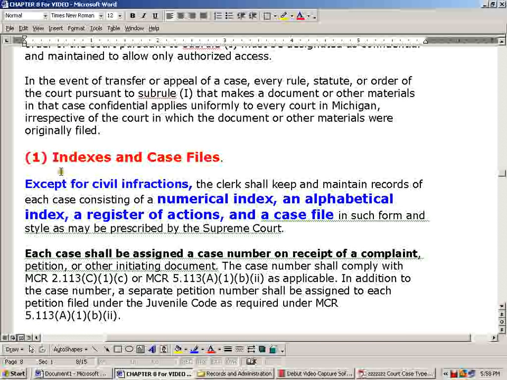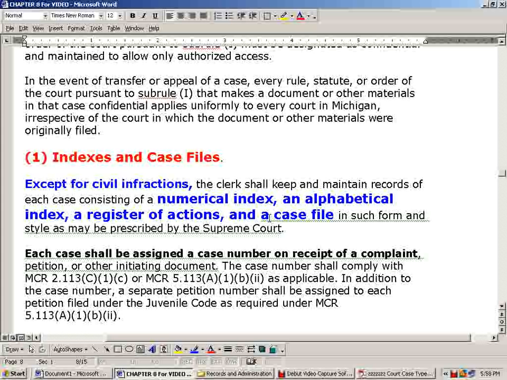Indexes and case files, except for civil infractions. And civil infractions are the other half of what a traffic ticket's used for. Misdemeanors with times less than 90 days, basically, or possible misdemeanors, which again they have to either sign the thing, or if it's electronic, have their full name on it. So except for those, the clerk shall keep and maintain records of each case consisting of a numeric index, an alphabetical index, a register of actions, and a case file.